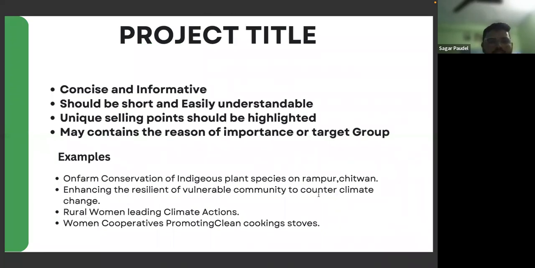So this is an example of how we can write the title of our project. It must be concise, and it should include the very informative or highlighting or unique selling point of your project, so that people can catch the eye at that point. For example, on-farm conservation of indigenous plant species on Rampur Chiton. So this is one example. Rural women leading climate action. It is concise and easily understandable. So we can mention our title in a very attractive way, because it catches the eyes of the overall project.